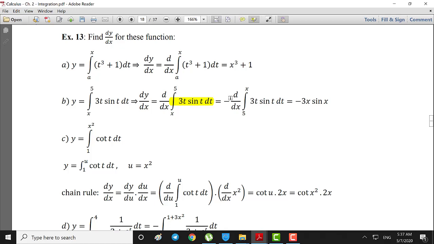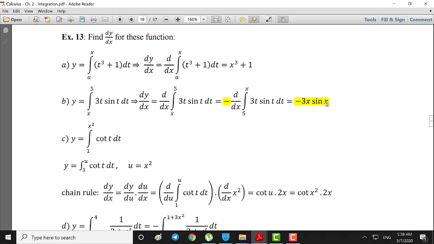Now, for this part, d over dx of integration from a constant to x of a function of t dt, we can use the fundamental theorem of calculus part 1, which tells you that this is equal to this function of t evaluated at x, which is 3x sine of x. And in the final result, we have to include this negative sign. So minus 3x sine of x.